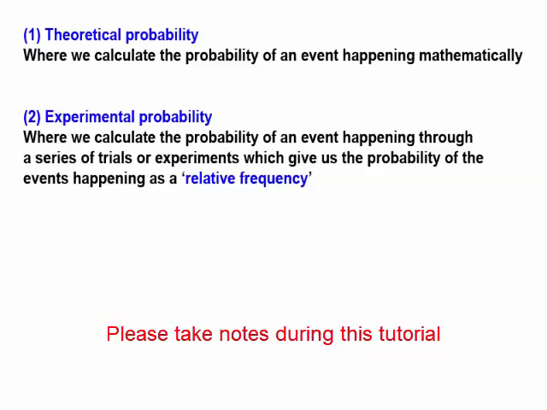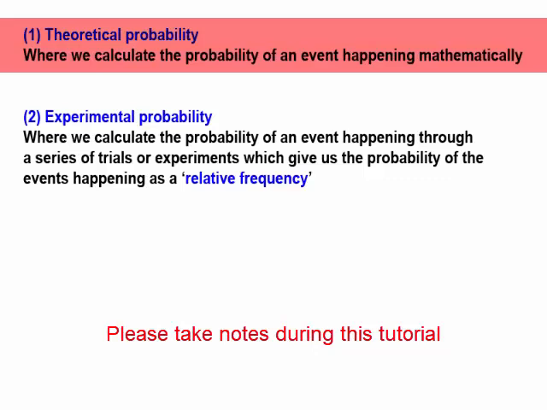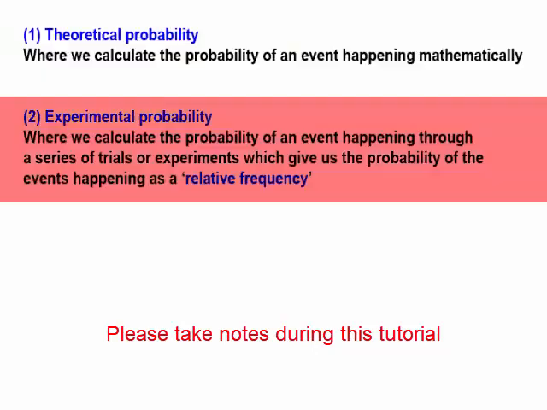Finally, we should mention the two types of probability. The first type of probability is known as theoretical probability, where we calculate the probability of an event happening mathematically, such as when tossing a coin or rolling a dice. The second type of probability is known as experimental probability, where we calculate the probability of an event happening through a series of trials or experiments.